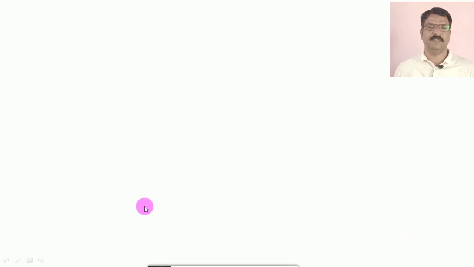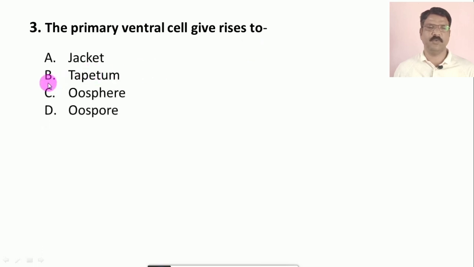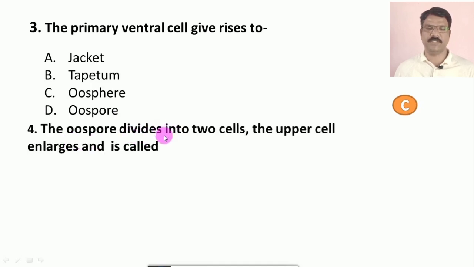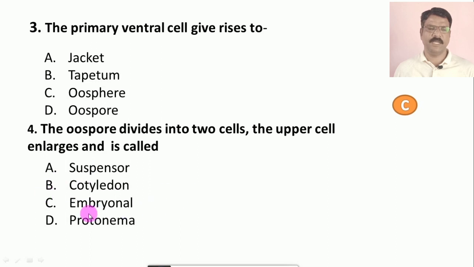Question number 3: the primary ventral cell gives rise to. Options are A. jacket cell, B. tapetum, C. oosphere, D. oospore. The correct option is C, oosphere. Question number 4: the oospore divides into two cells. The upper cell enlarges and is called as. Options are A. suspensor, B. cotyledons, C. embryonal cells, and D. protonema. The correct answer is A, suspensor. In pteridophytes, when the oospore or zygote divides to develop, firstly the upper cell is called the suspensor.